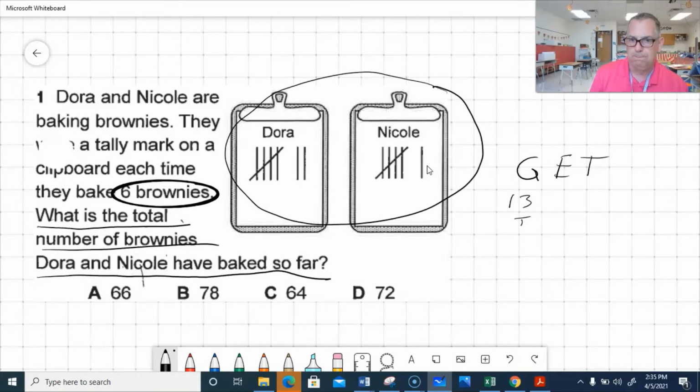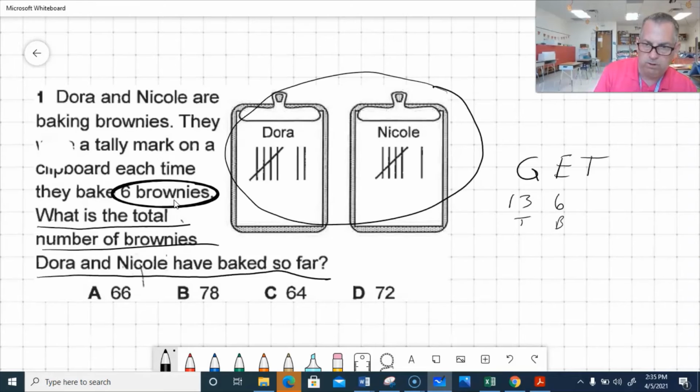Do you know how many are in each group? Yeah, right here it says each group has 6 brownies in it. So each tally mark represents 6 brownies. So I put 6 brownies. Do I know what the total is?